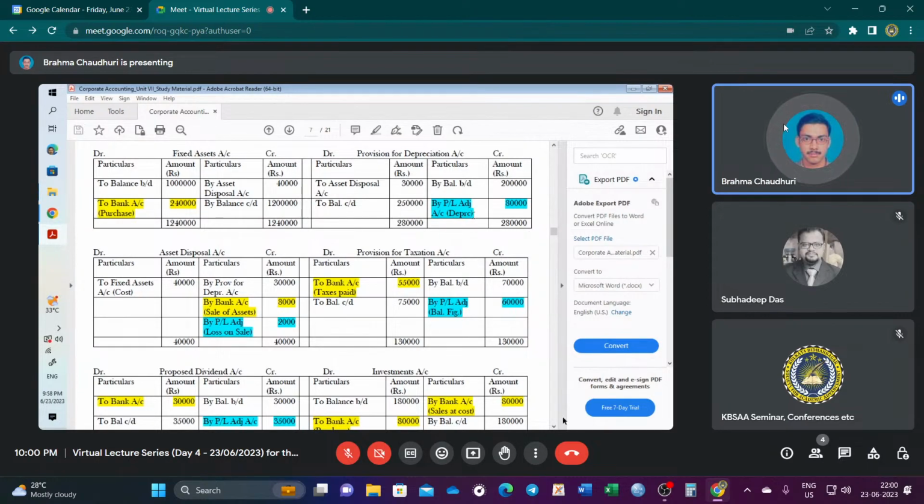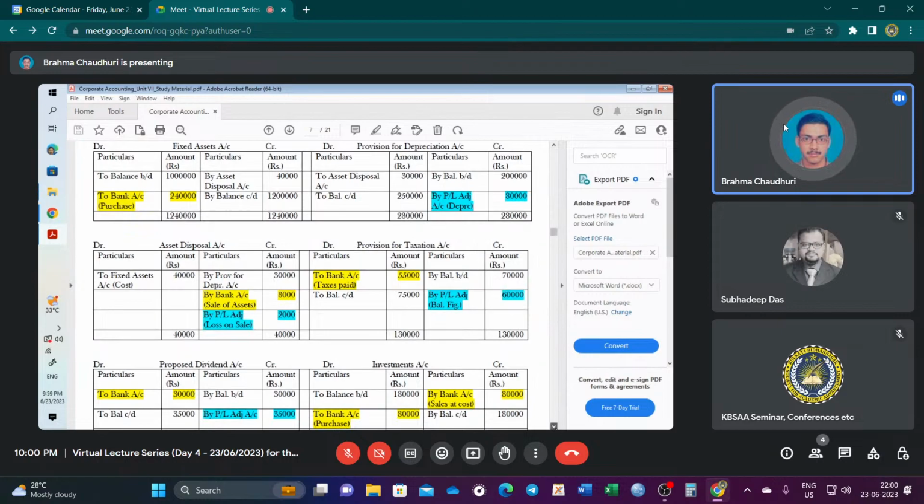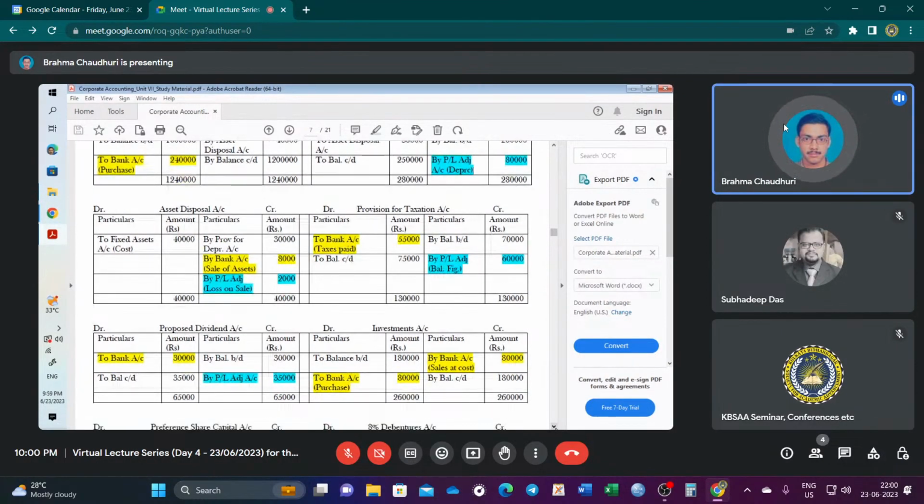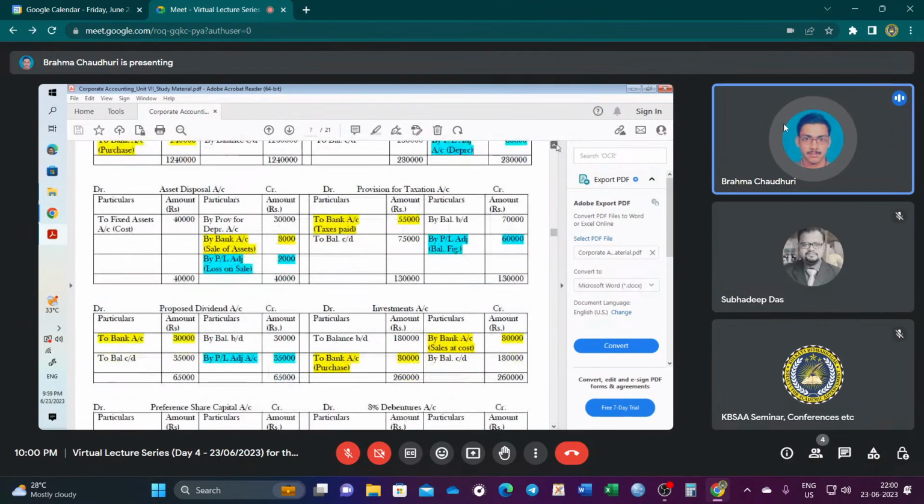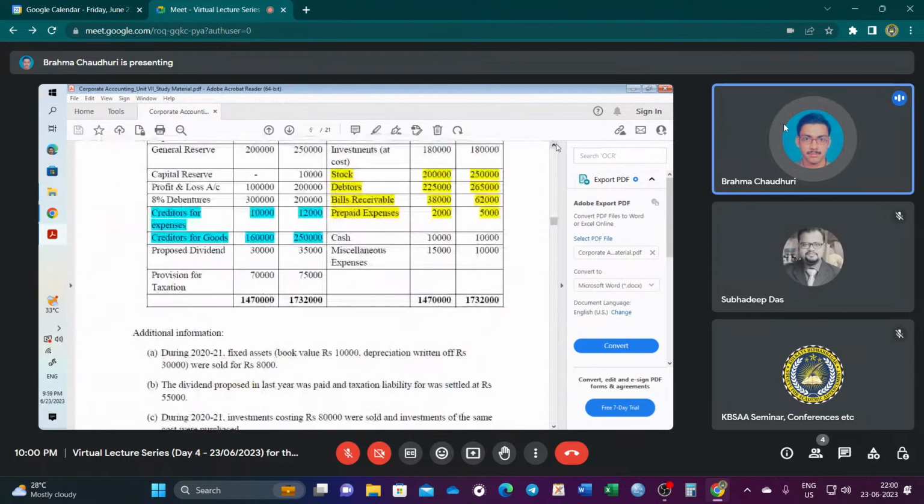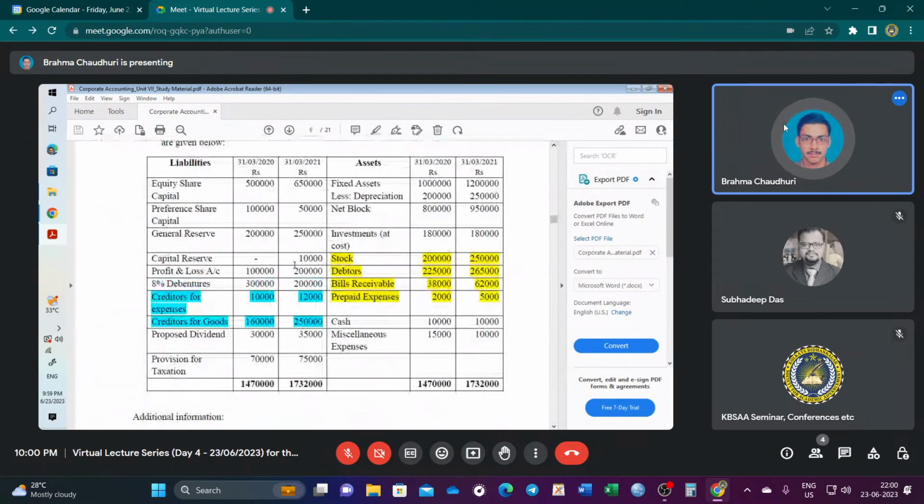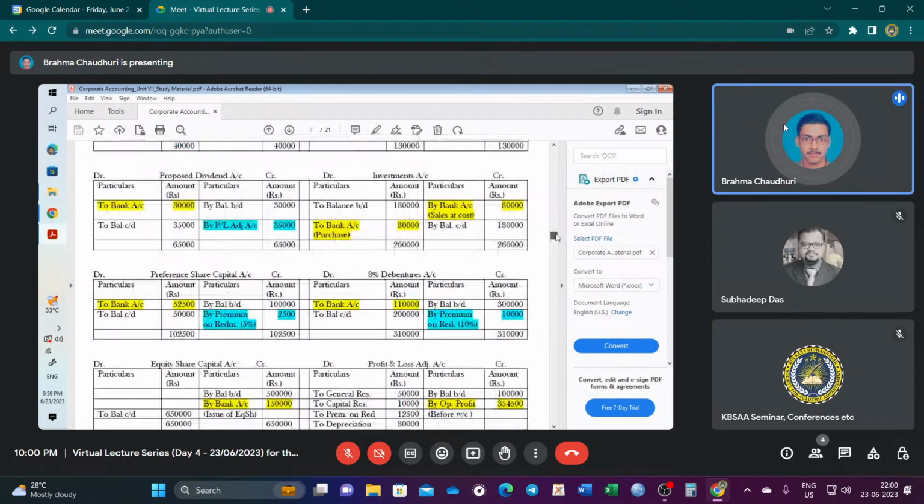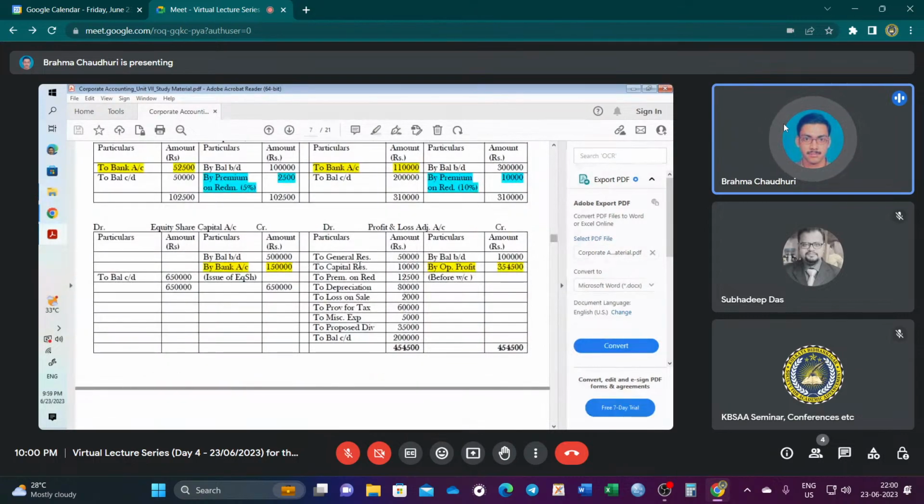So all these things which deal with the profit and loss adjustment account must be shown in the profit and loss adjustment account. The opening balance of profit and loss adjustment account was 1 lakh, and the closing balance is 2 lakh. However, there is also one general reserve and one capital reserve. General reserve has increased by 50,000 and capital reserve has increased by 10,000. That is why in this profit and loss adjustment account, to general reserve 50,000 and to capital reserve 10,000 is already shown.